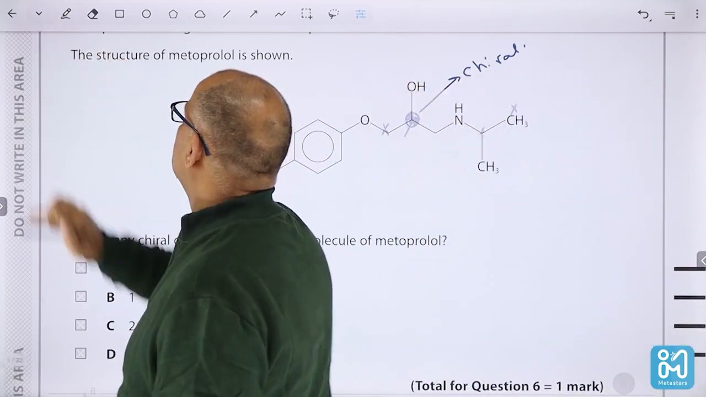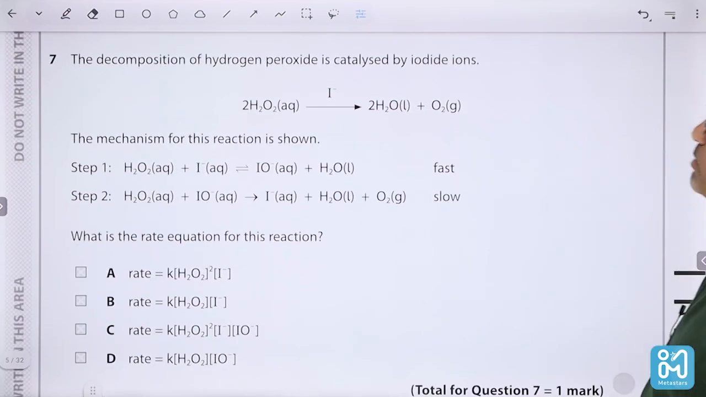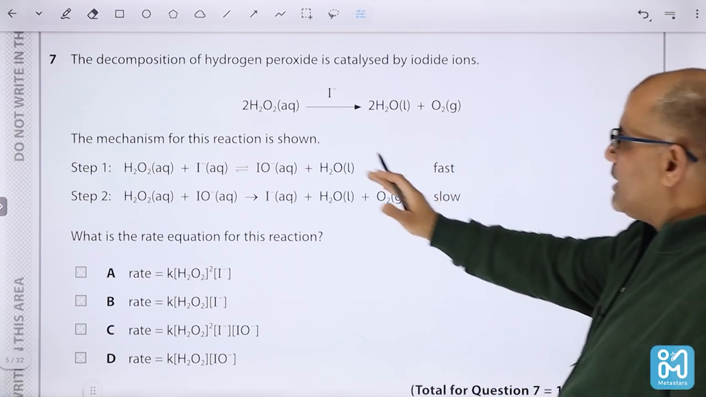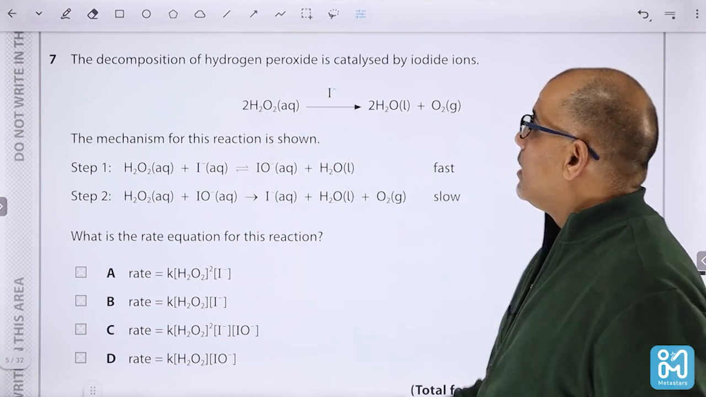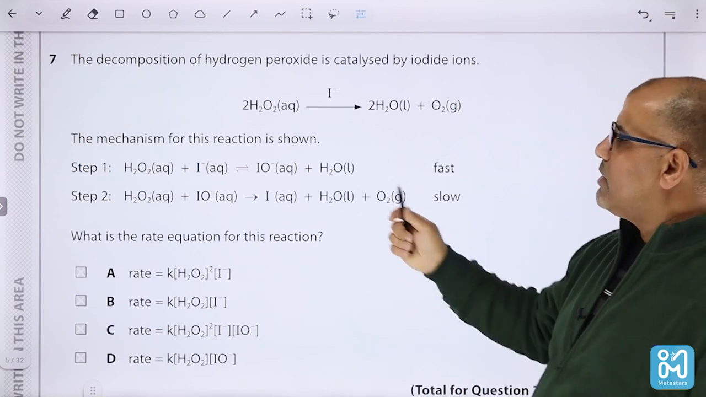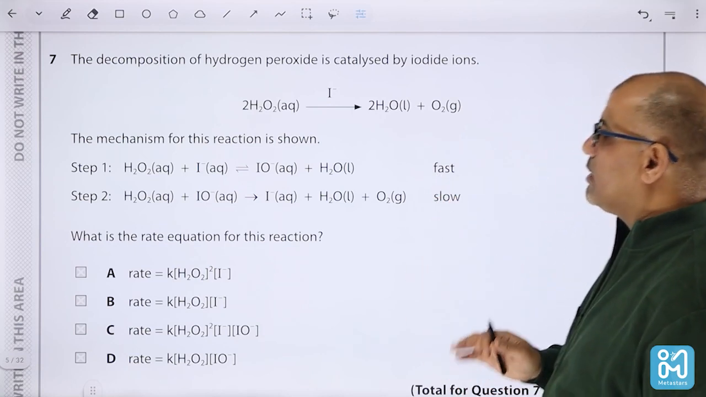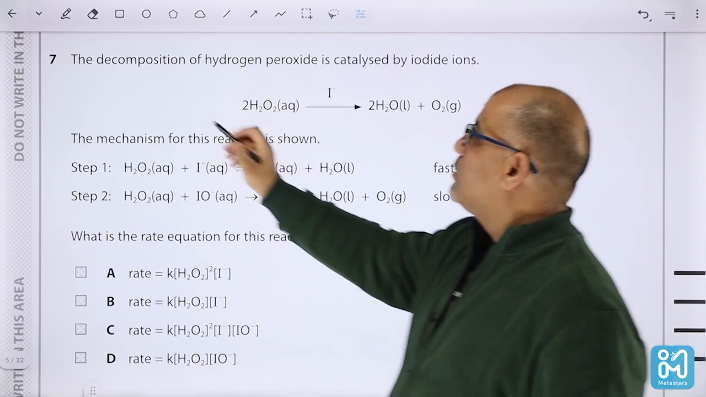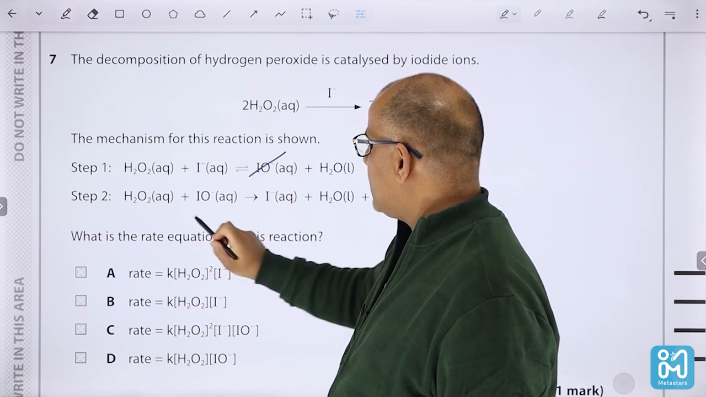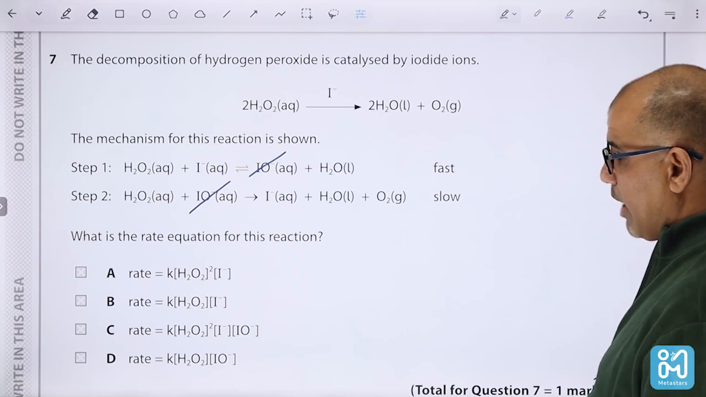Now, the next question is question 7. The decomposition of hydrogen peroxide is catalyzed by the iodide ion. As you can see in this equation, the hydrogen peroxide is decomposed with the aid of the iodide catalyst, and there are 2 reactions. The first one is fast and the second one is slow, but take care, IO minus is an intermediate there, so it is not included in the rate equation.